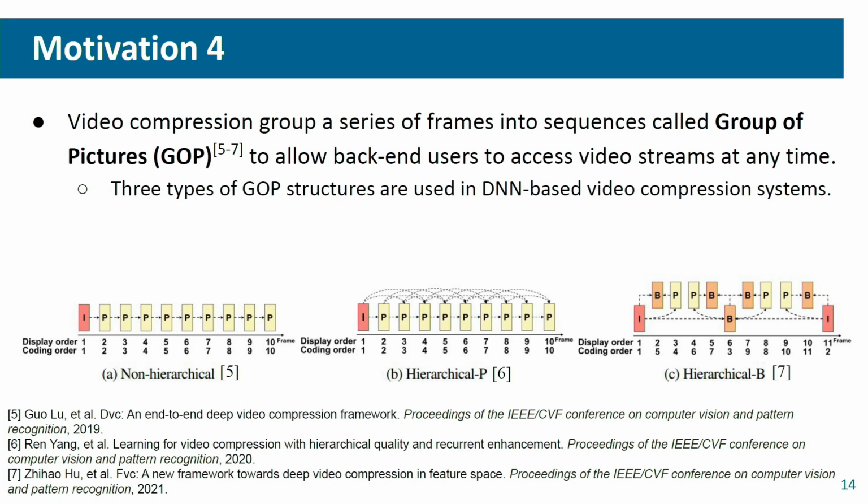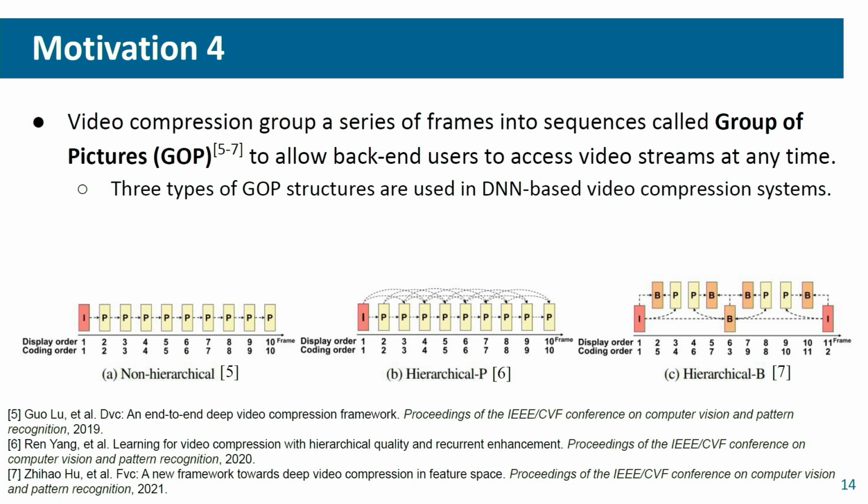Finally, we have a new design challenge. Video compression uses temporal coding structure to remove temporal redundancy between neighboring frames. To do this, video compression groups a series of frames into sequences called group of pictures, GOP, to allow the backend user to access video streams at any time.